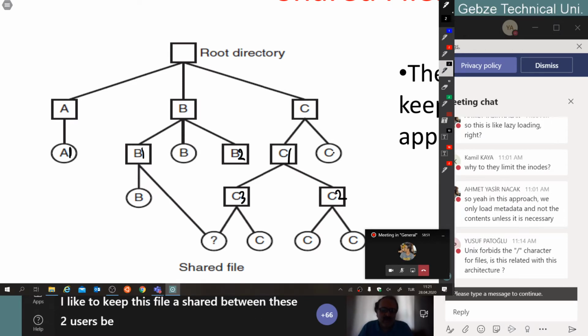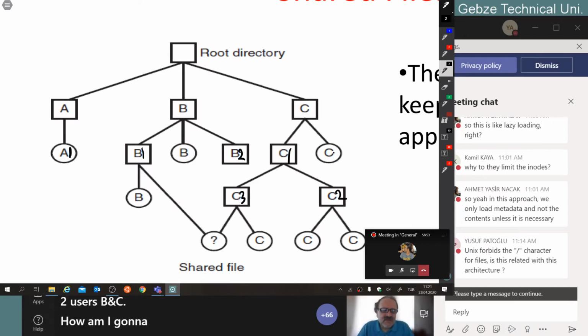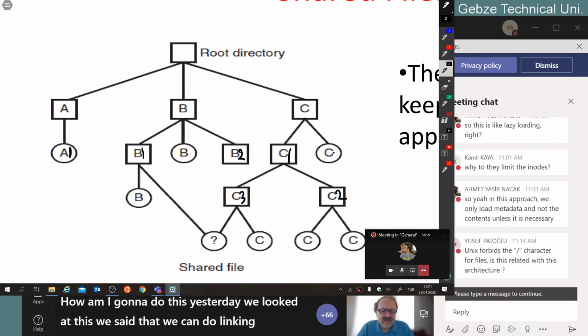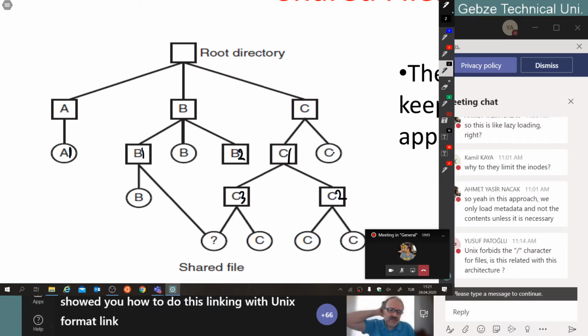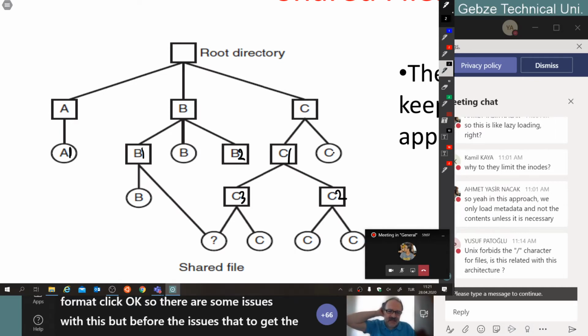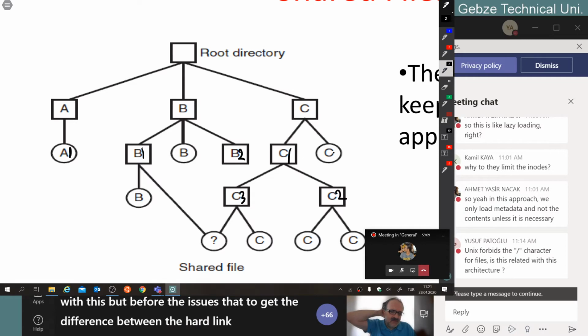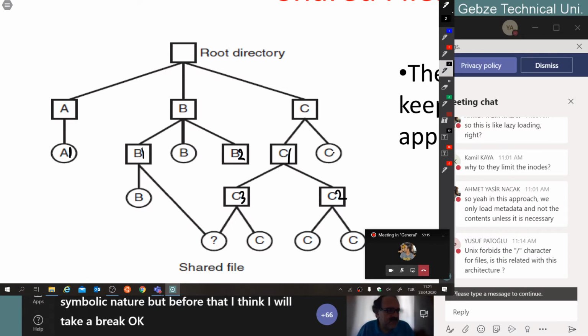How am I gonna do this? Yesterday we looked at this. We said that we can do linking, and I showed you how to do this linking with the Unix command link. So there are some issues with this, but before the issues, let's look at the difference between the hard linking and the symbolic linking. But before that, I think I will take a break. After the break, we will continue.